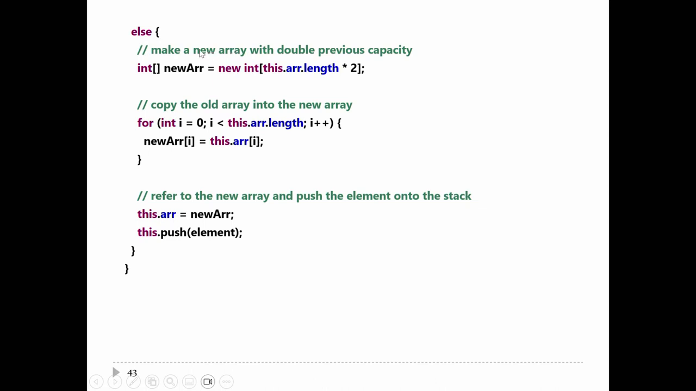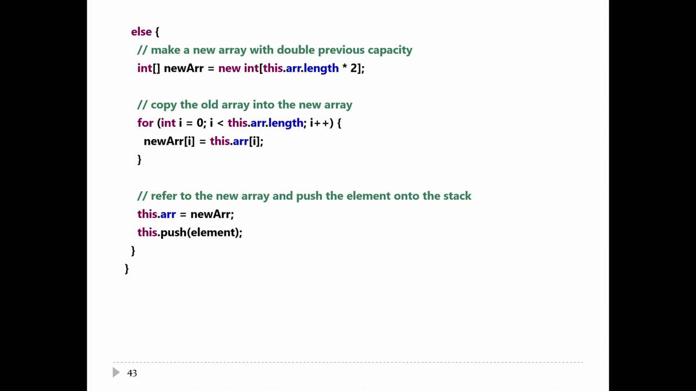So, else, we've run out of space in the current array. So I'm going to make a new array called new array. When I make the new array, I'm going to make it equal to the length of the old array times 2. In other words, I'm going to double the capacity. If you increase the capacity of the array by 1, that lets the user push one more element onto the stack.